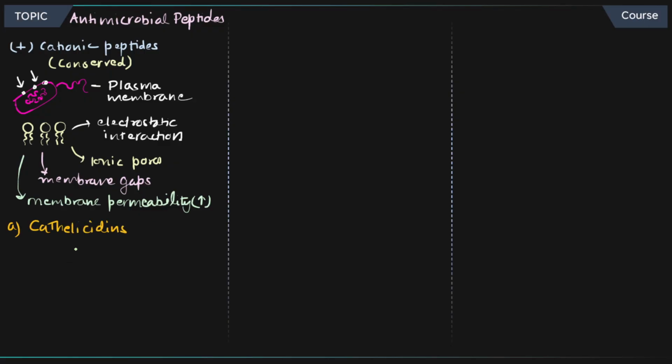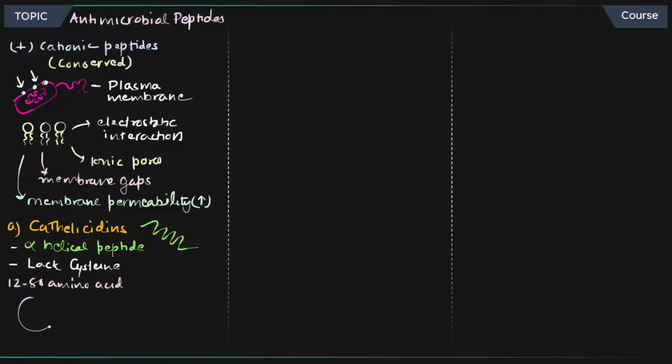A very important peptide, and this peptide is alpha helical in nature. I'm sure you have seen the secondary structure of proteins, right? Primary structure and secondary structure of the protein, you have helix, beta sheet. So this is the alpha helix. And what it doesn't have is cysteine amino acids. That's a feature of this particular peptide. Next, the total sequence of this peptide is 12 to 80 amino acids, depending upon the different types of cathelicidins.